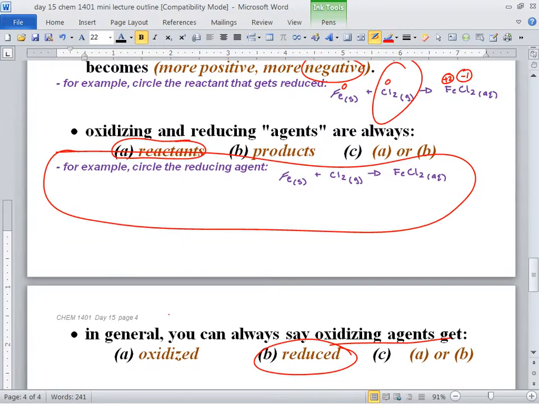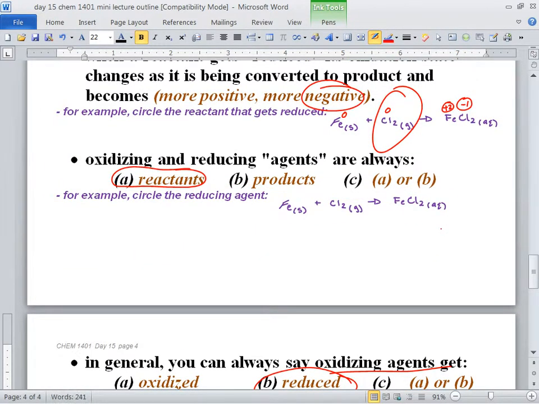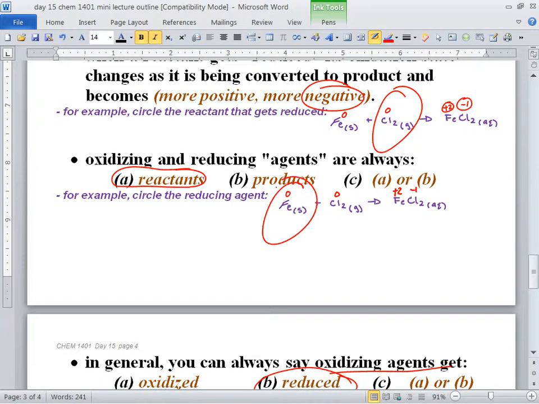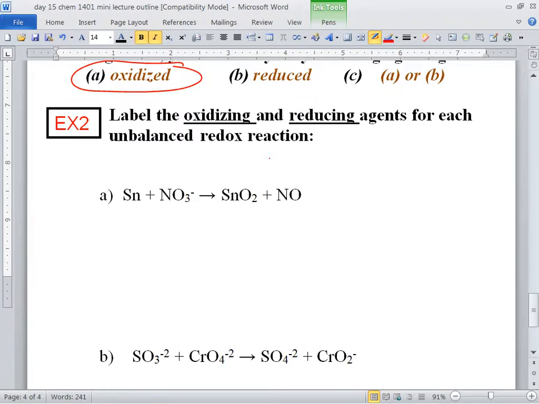So knowing that, up here, how would you circle the reducing agent? Again, this goes from 0 to positive 2, 0 to negative 1. Lorena, what would be the reducing agent? Reducing agents get oxidized, so it's got to be the reactant that got oxidized. And she said the iron, right? Exactly. So just remember, reducing agents get oxidized. Oxidizing agents get reduced. And they're always reactants.